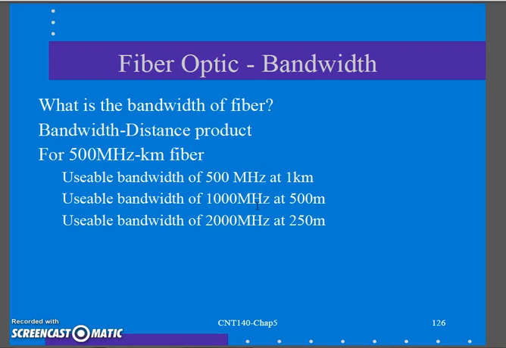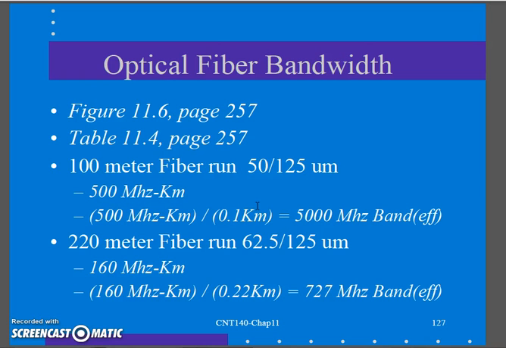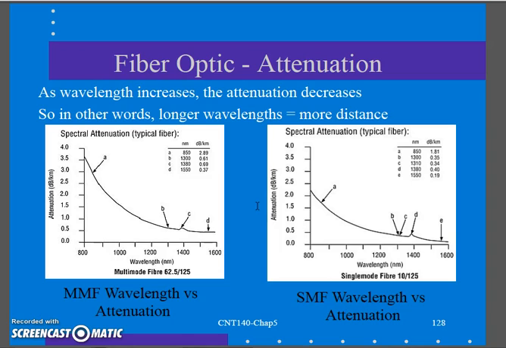So the bandwidth of fiber is actually a product of the bandwidth rating of the fiber and the distance it's being used in. So it's not one of those that you can just right off the bat say it's blah. It's actually a factor of distance. And they give you a couple other examples here in the book too, some of the tables, just to give you an idea. I brought this back from an earlier chapter where we talked about the attenuation of fiber, reminding you that here's your multimode fiber wavelength versus attenuation.